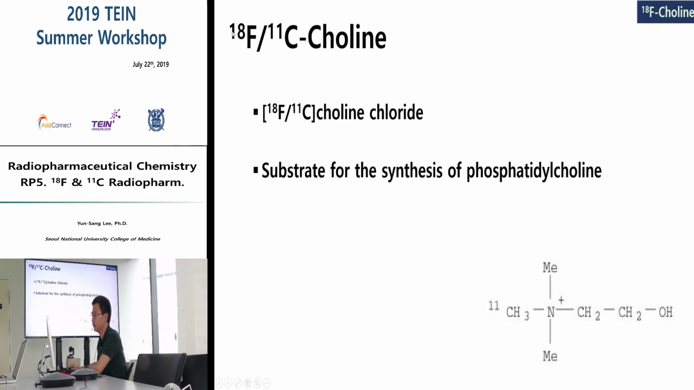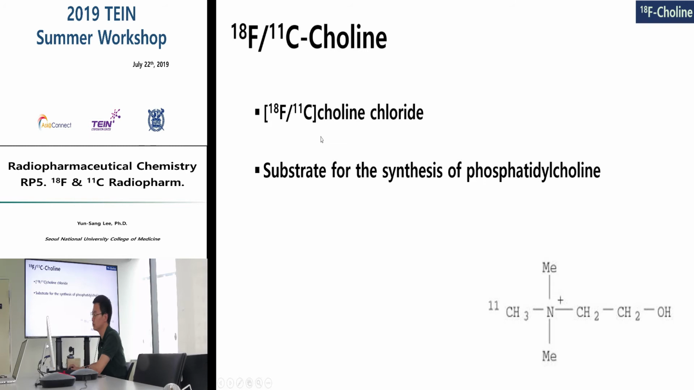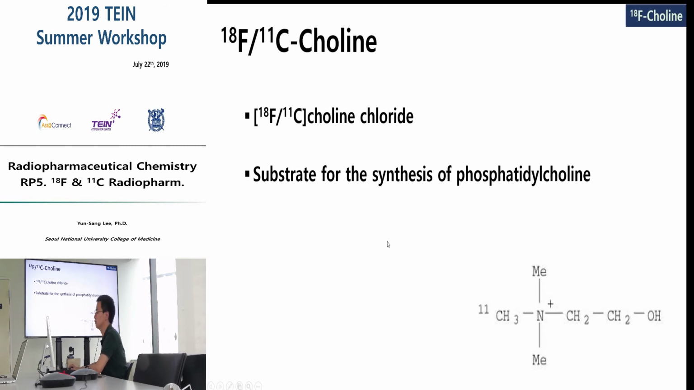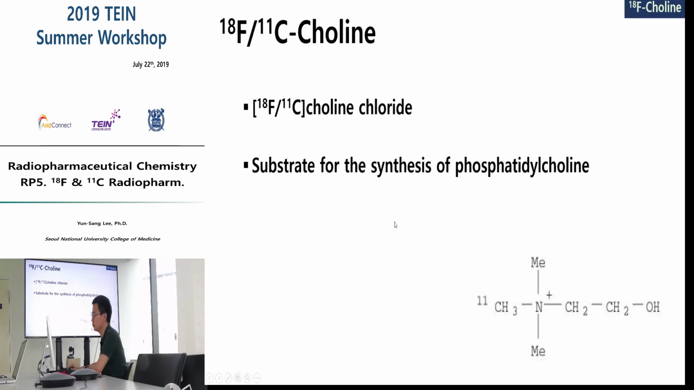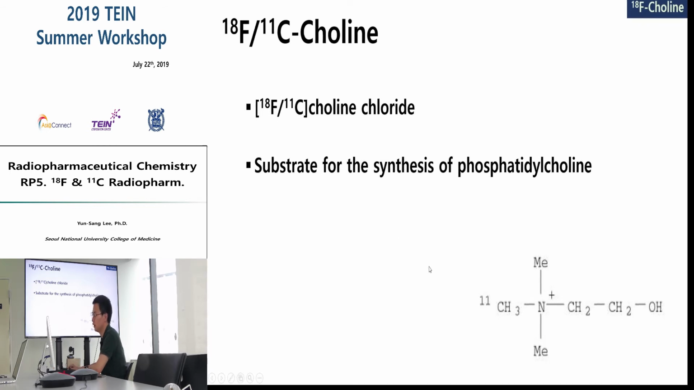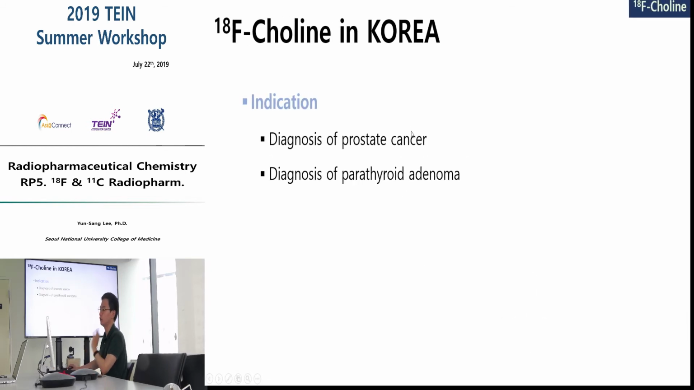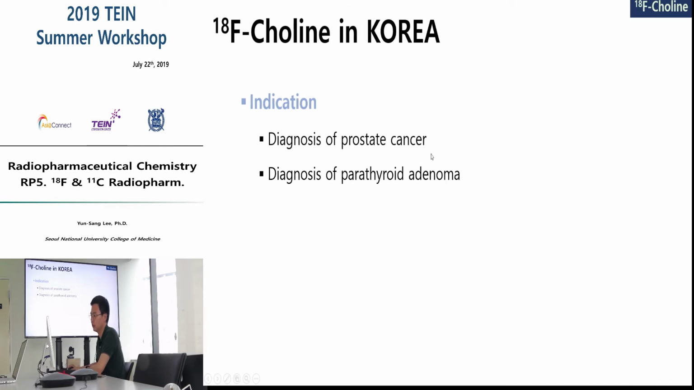F18 choline is also a recently approved agent, and it is a substrate for the synthesis of phosphatidylcholine, which is a component of the cell membrane. So in Korea, it is now used for prostate cancer and parathyroid adenoma imaging.